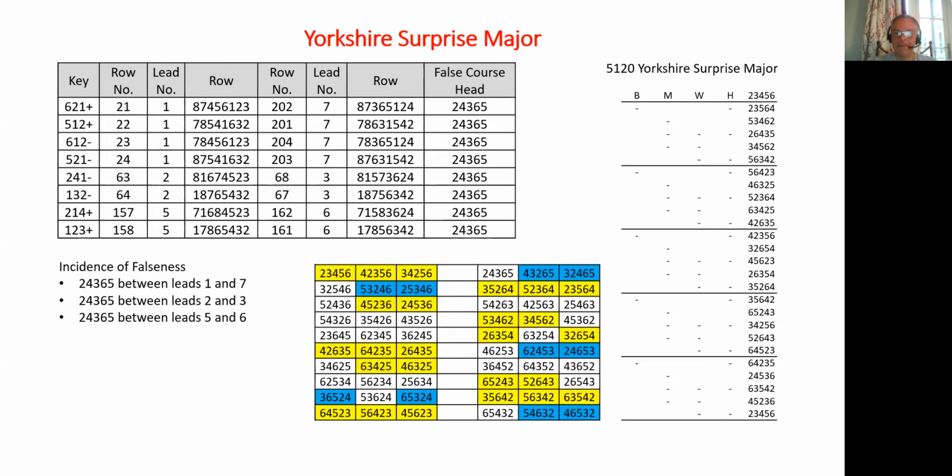This incidence of falseness is pretty important when you start composing treble dodging major methods. In many cases you can't get away with just knowing what the false course heads are. More often than not you need to look at the incidence as well, to be able to get a sufficient length, because without it you may not be able to get a sufficient length for an appeal.